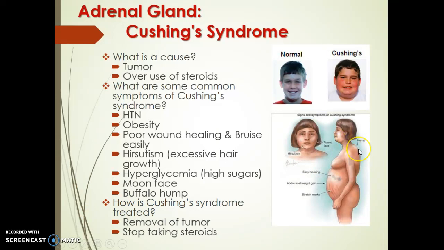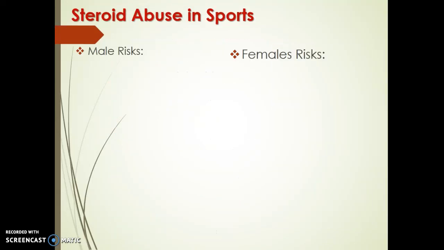How we treat it is typically, if it is a tumor, we're going to remove it. And of course, if it's caused by an overuse of steroids, then usually we're going to, of course, take the patient off steroids to help get rid of that disorder of Cushing syndrome. Sometimes it doesn't always go away.